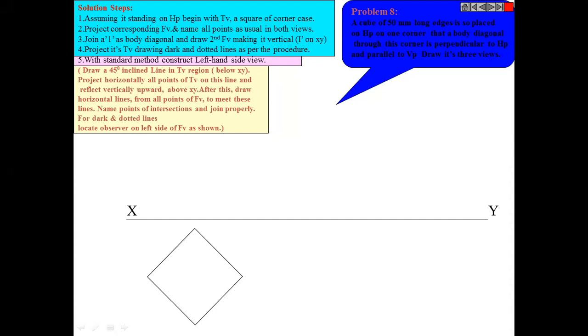Okay, so this is first the XY line, and we'll draw the cube. Why did we draw it this way? Two reasons. First, we assume the body diagonal goes from this top corner to this bottom corner, so it is already parallel to VP, and we need to raise it on one corner. That's why this corner will be visible in the front view. That's why we have put this corner such a way that it will come here, and then we can tilt this item on this corner. Understand? So it is serving a double purpose.